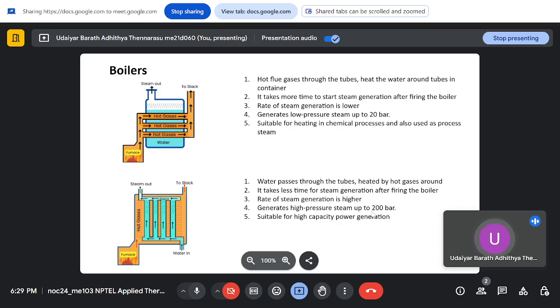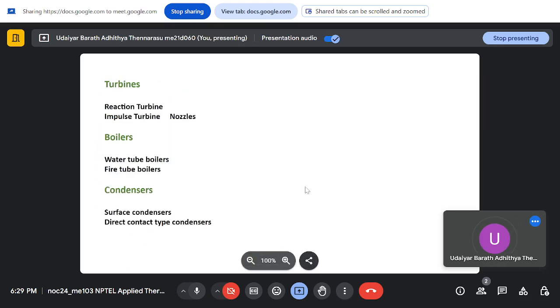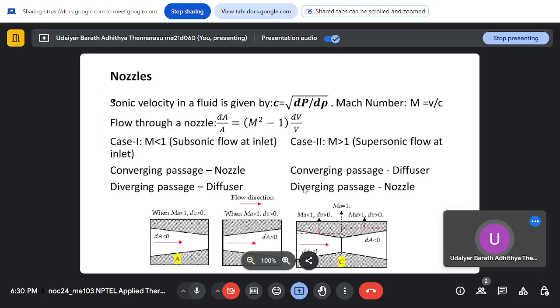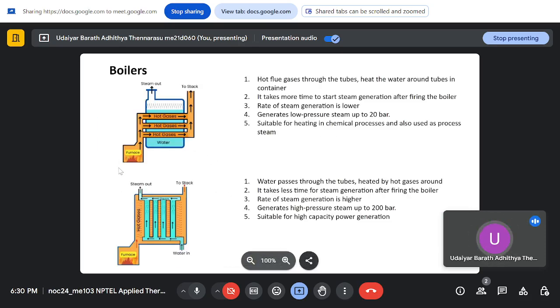So moving on to boilers. Boilers, you can have two types: water tube boilers and fire tube boilers. The name itself says what exactly that is. If in the tube you have water passing, that will be a water tube boiler. If you have flue gases passing, then that is your fire tube boiler.